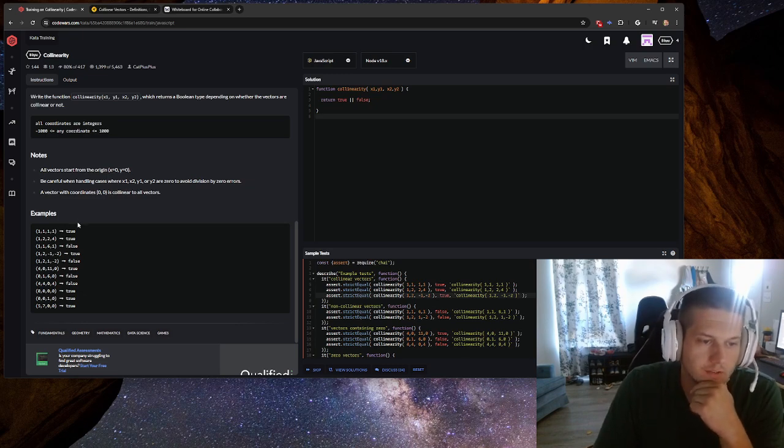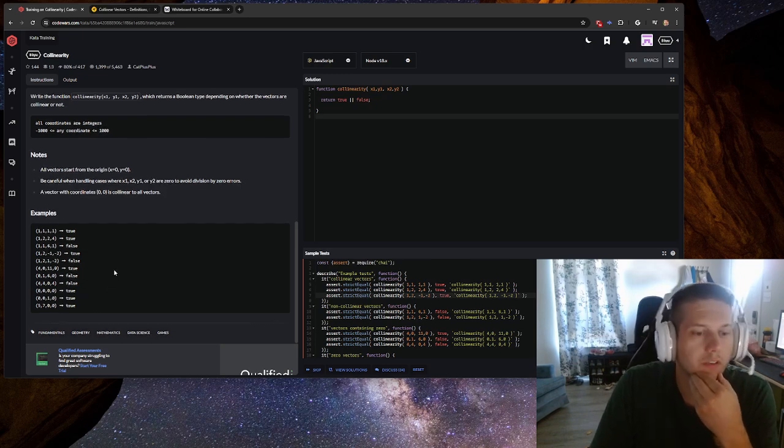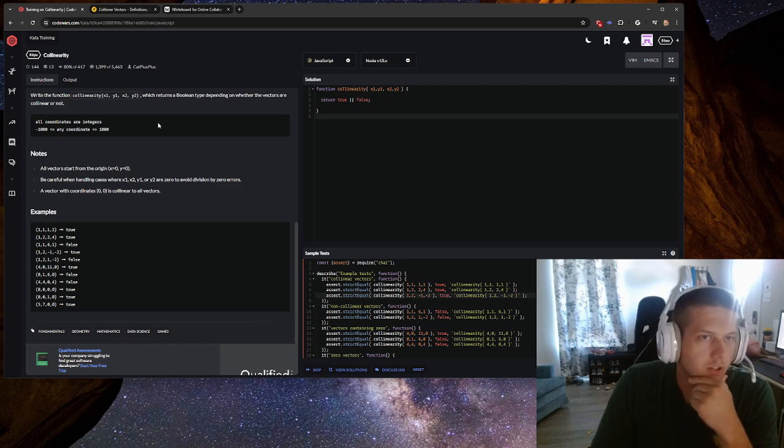And then it gives us some examples here of note, right? At the bottom, 0, 0 and 0, 0 would be true because they would be collinear with all vectors, or 0, 0 and 1, 0 would also be true, as 0, 0 is collinear with all vectors. Alright, let's take a look and try to solve this.